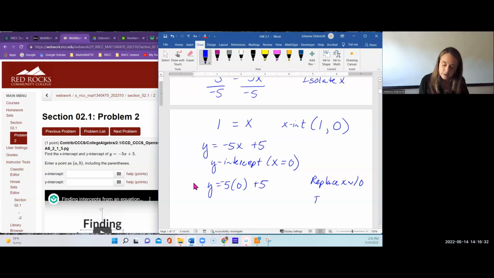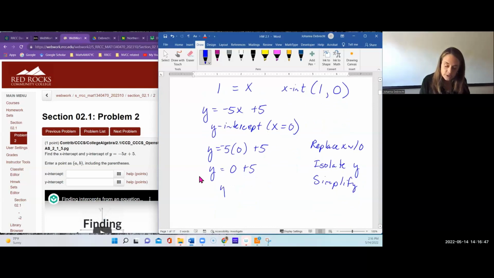I want to isolate y and get it equal to something. Y is already isolated, and I have 0 plus 5. So the last thing I need to do is simply simplify my answer. That means that y equals 5. Again, that is not the answer WebWork is looking for. It wants an ordered pair. So my y-intercept, remember, is an ordered pair in order, x and then y. X got the ball, so it's 0, and y is equal to 5.